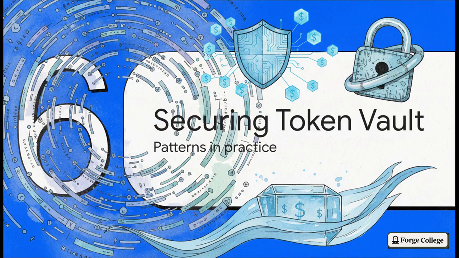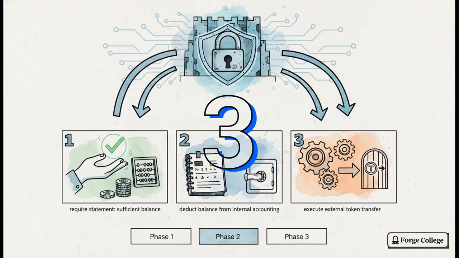Finally, Section 6, Securing the Token Vault. Let's see these patterns in practice. Applying CEI breaks our vault's withdrawal into exactly 3 strict phases. First up, the require statement, checking that the caller actually has a sufficient balance. Second, we deduct that balance from our internal accounting. Third, and only third, we execute the external token transfer. 3 phases, strictly ordered, no exceptions.